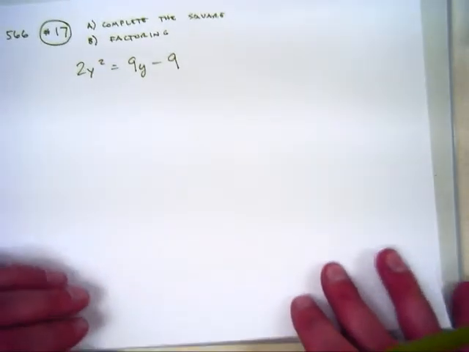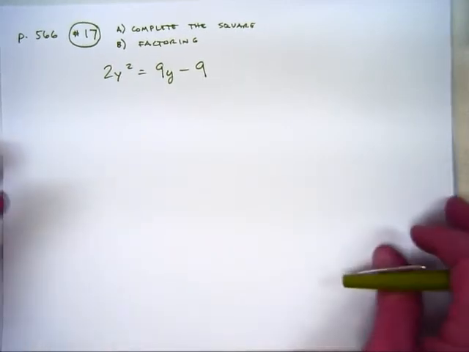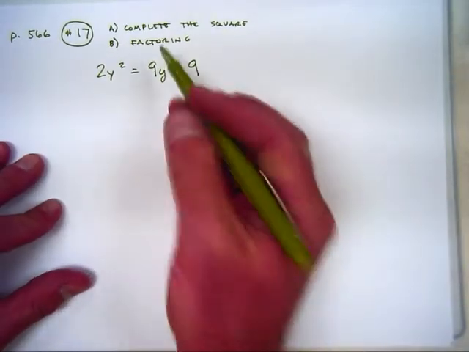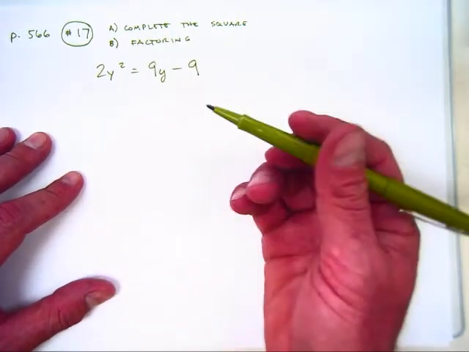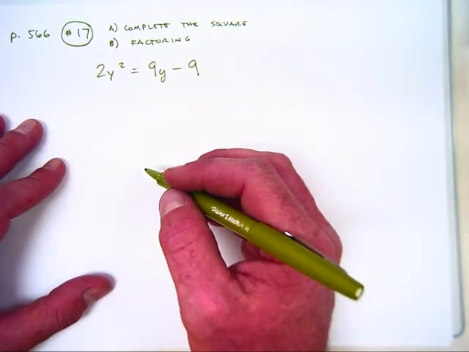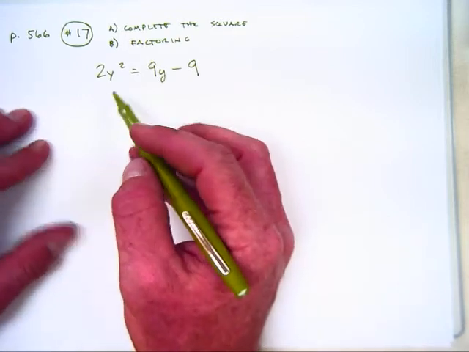Last one here. Let's look at number 566 on page 566, number 17. They want us to solve it by completing the square and by factoring. Let's complete the square first. It's going to be the tougher method here, but let's try it.